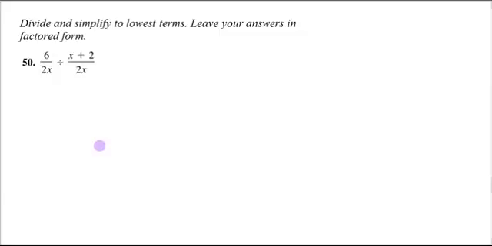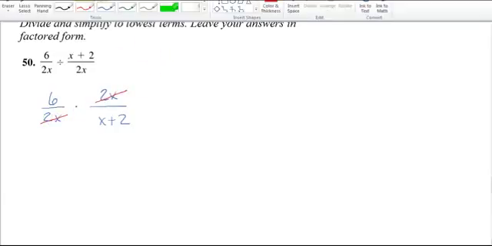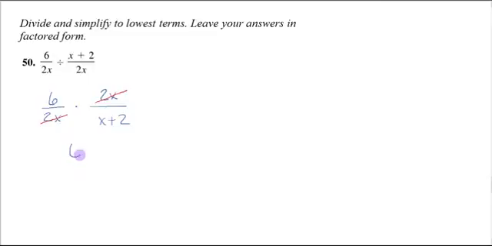Divide and simplify to lowest terms. Leave your answers in factored form. We need to change this division into multiplication and flip the second fraction so that it's 2x over x plus 2 now. And right away you'll see you have a 2x here and a 2x there. You can cancel those since it's a common factor, and we're left with 6 over x plus 2.